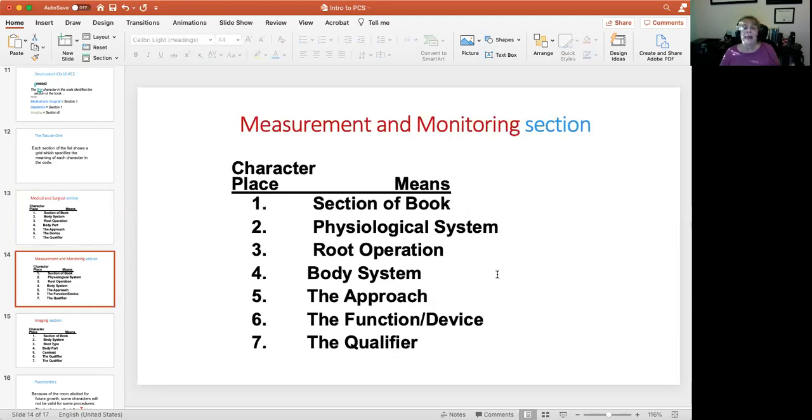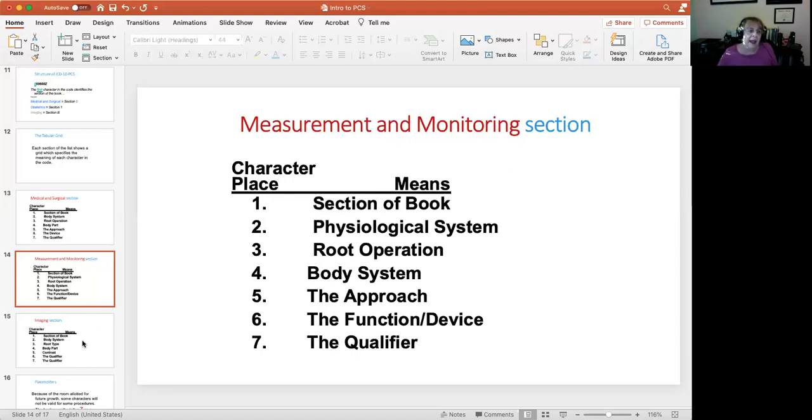In comparison with the measurement and monitoring section of the book, we have our 7 characters. The first character always means the section of the book, but the second character does not mean body system. The second character means physiological system. The third character means root operation. The fourth character means body system, not body part. The fifth character does still mean approach. The sixth character may mean function or device. And then we have our qualifier in the 7th position.